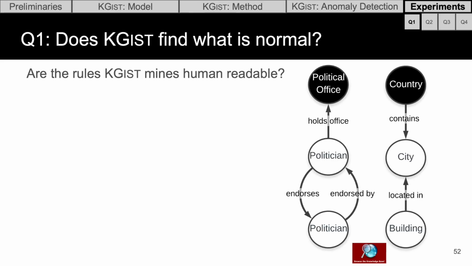Another question is whether the rules that Kgist mines in this concise set are human readable. And we demonstrate that they are with a couple of examples. The first one reads that political offices are held by politicians who endorse and are endorsed by other politicians. And the second one reads that countries contain cities, and cities are the locations of buildings.